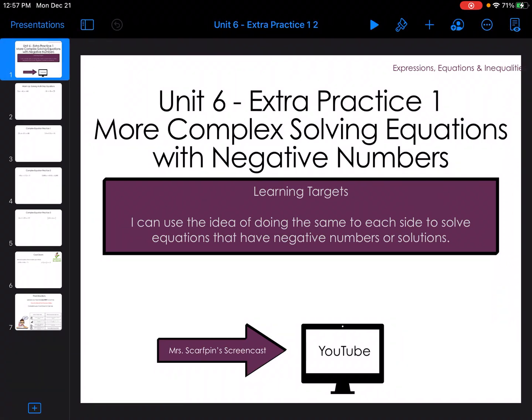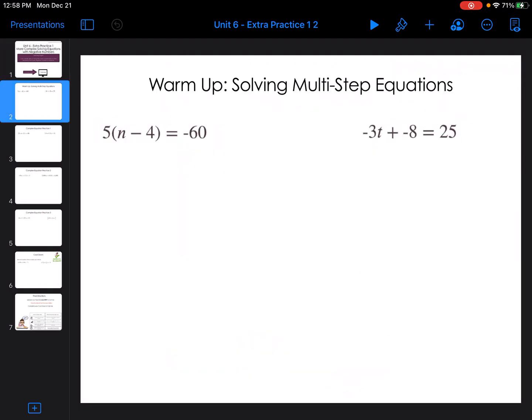All right, Unit 6, Extra Practice 1. We're going to do more complex solving equations with negative numbers. So I added this lesson in because there wasn't enough for it. So I can use the idea of doing the same thing on each side to solve equations that have negative numbers or solutions. All right, so we're going to start by solving our equations.